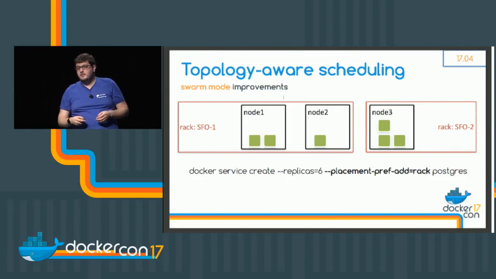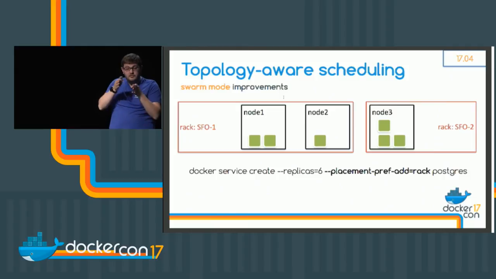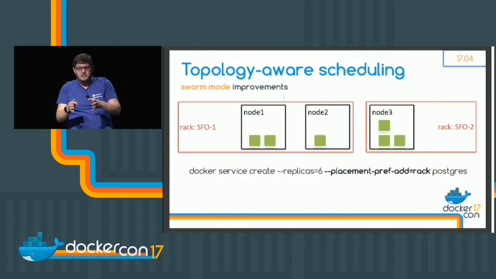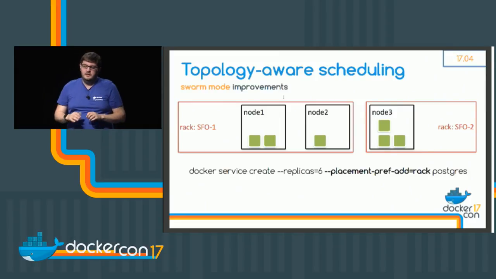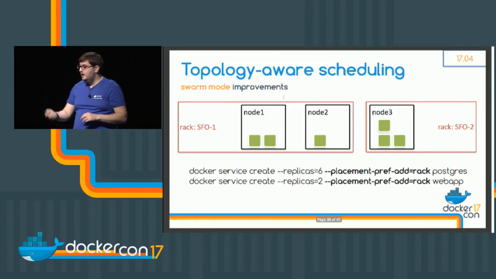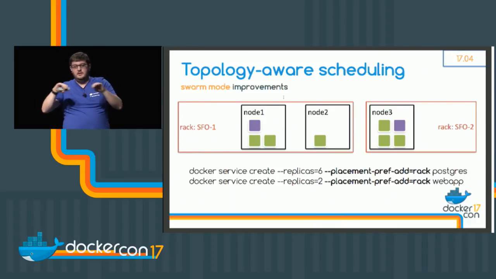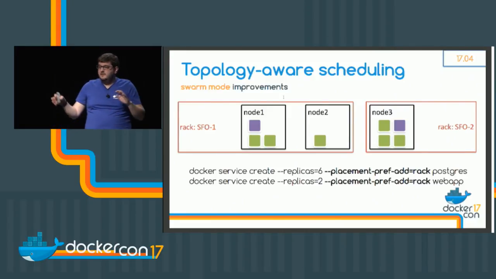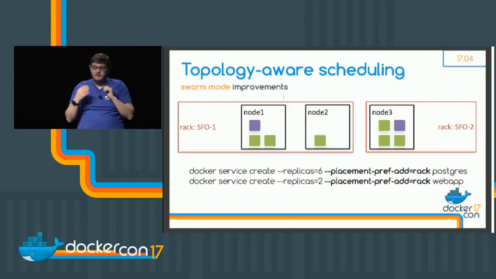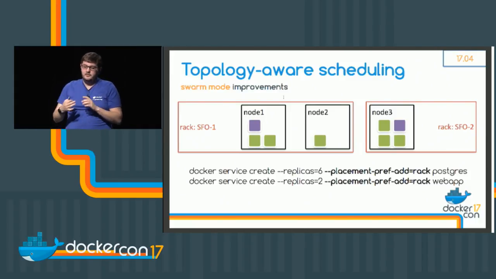So if I run the command, it's going to look like this. If you look at the node level, it's uneven. But if you zoom out and look at the rack level, you do have 3 containers in every rack. And if I do the same with a web app, the web app containers are going to be split between the 2 racks. Here you are in a much better situation because either one of the racks can fail. You still have all the components of your application running on the other rack.